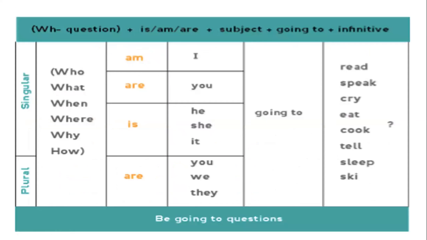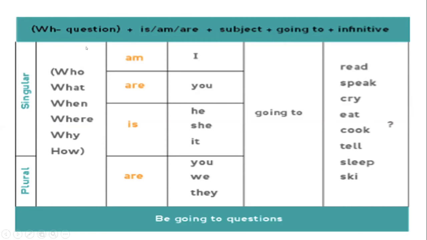So, what happened if we have a WH question? For example, then I have to write the WH question at the beginning of the sentence and say, who am I going to read? What are you going to speak? When is he going to eat? Where is she going to cook? Why is it going to cry? How is or how are you going to ski or whatever? So you can remember that you can have different possibilities, different combinations.